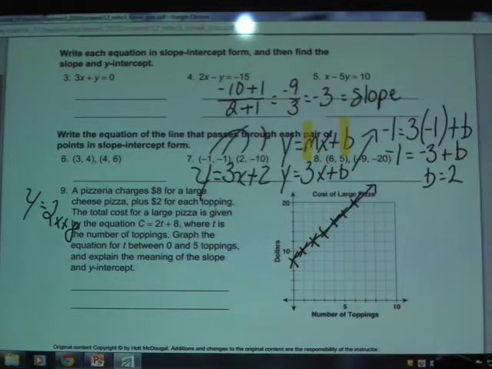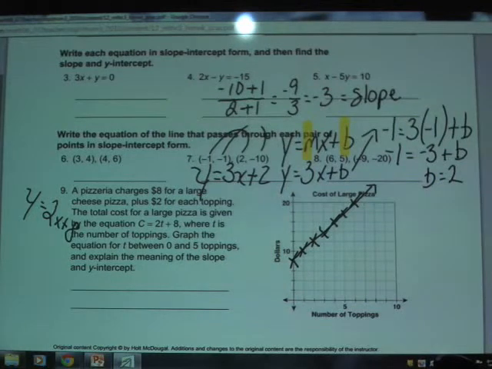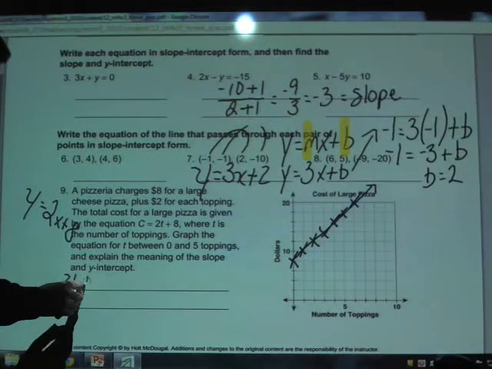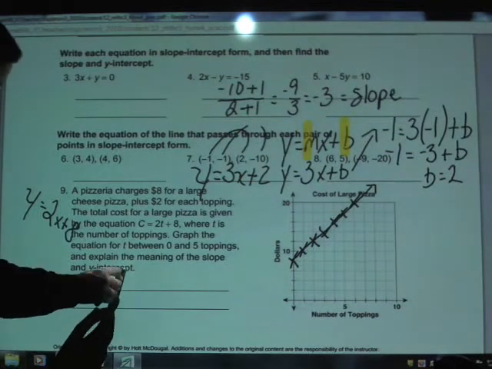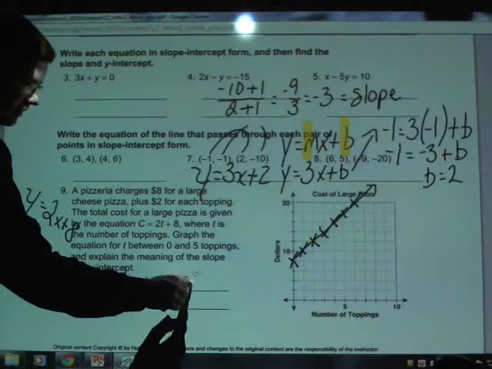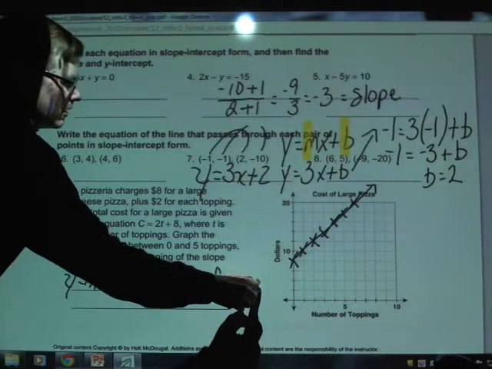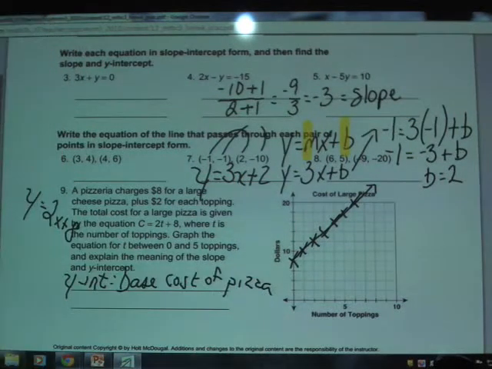All right, so now they want me to explain the slope and the y-intercept. The y-intercept is where it goes over the y-axis, which is at 8. So the y-intercept here at 8 is really like the base cost of a pizza. Before I start adding to it, just a regular old pizza, no toppings, is $8.